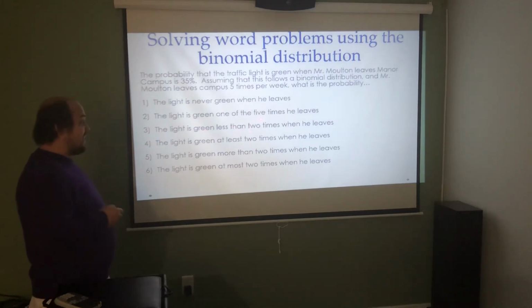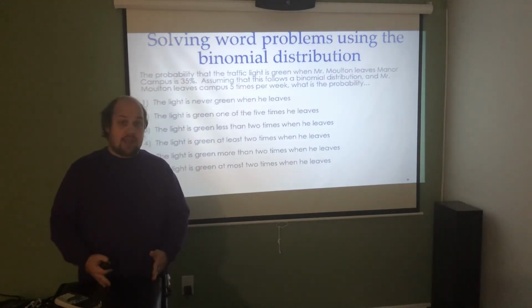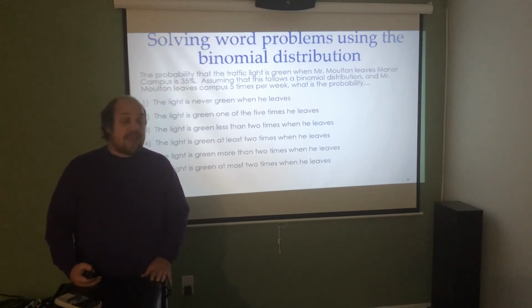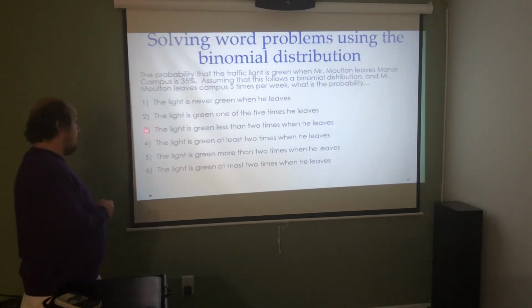The light is green less than 2 times when he leaves. Well, less than 2 just includes 0 and 1. In parts A and B, I found those probabilities for 0 and 1. If I add them together, that will give me the probability for less than 2. So basically, to get the answer here for number 3, I add what I got in number 1 to what I got in number 2.